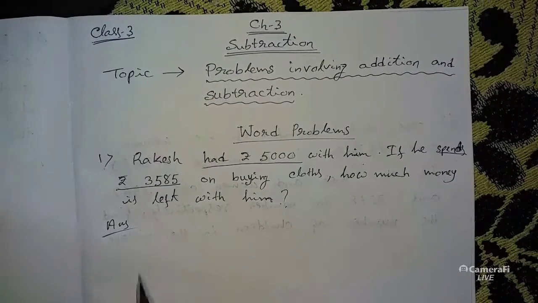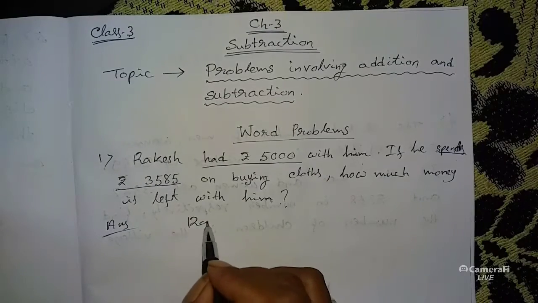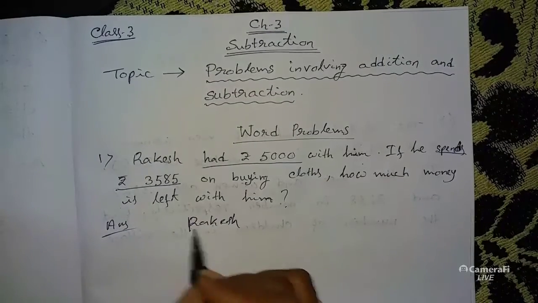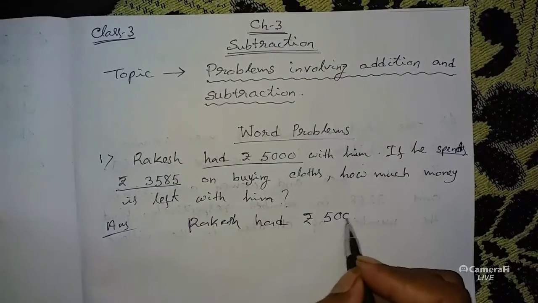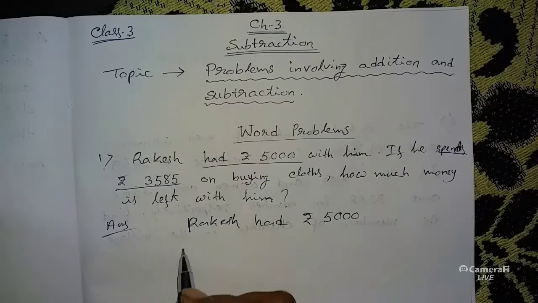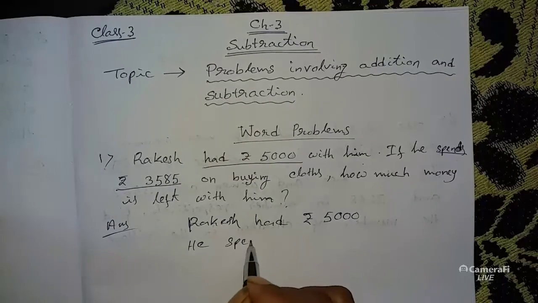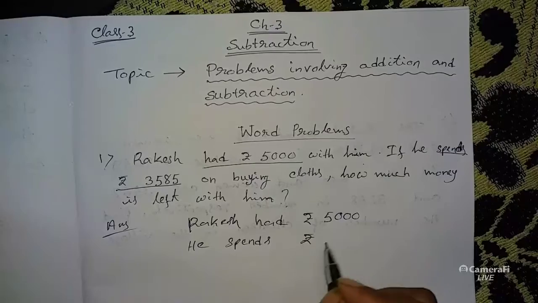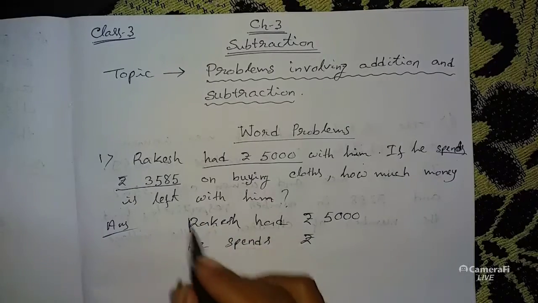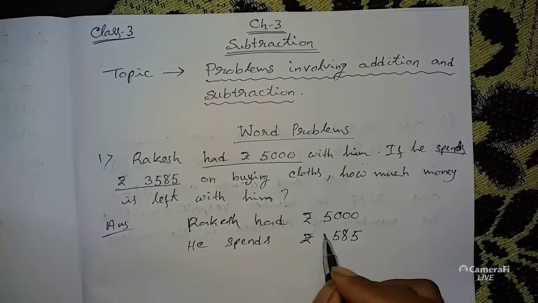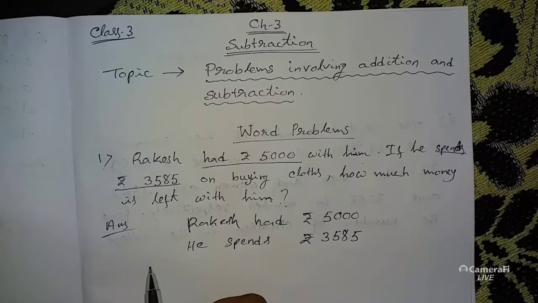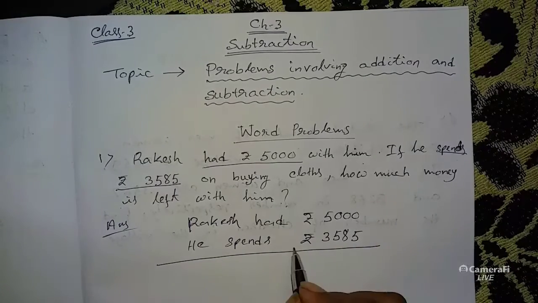So for the answer part, let us write the statement. Rakesh had rupees 5,000 and he spent rupees, this one, arrange it, 5, 8, 5, 3. How much money is left with him? To find this we have to subtract between these two.